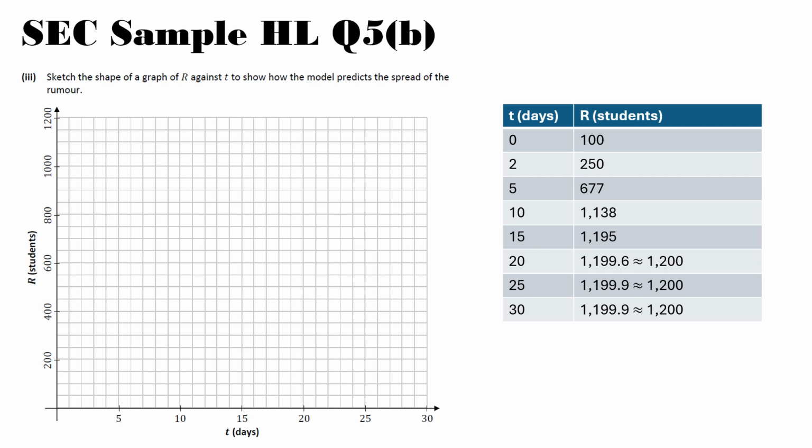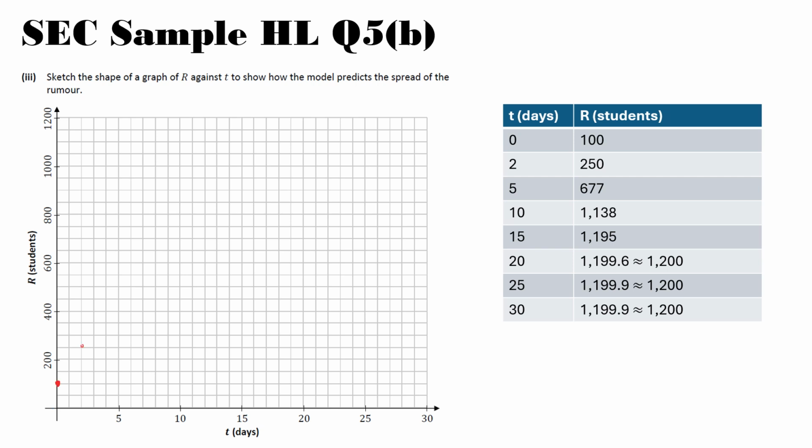Here is the table that we get. I've put in 2, even though it's not marked as one of the days, because we were given that information in the question. So at t equals 0, we have R equals 100. We were given that. t equals 2, R equals 250. We were also given that. And then we've calculated when t is 5, 10, 15, 20, 25, and 30.